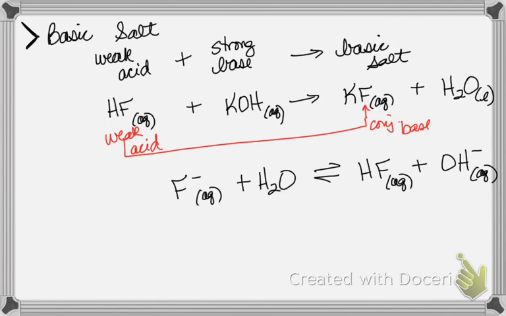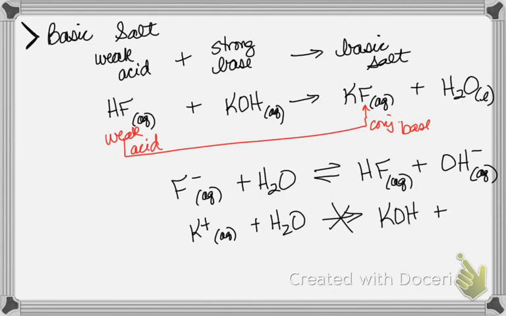And likewise, what about the potassium ion? Well, it's a group 1 metal. The potassium ion in water is not going to do anything. Group 1 metals completely dissolve in water. It's not going to take a hydrogen, this is not going to happen.